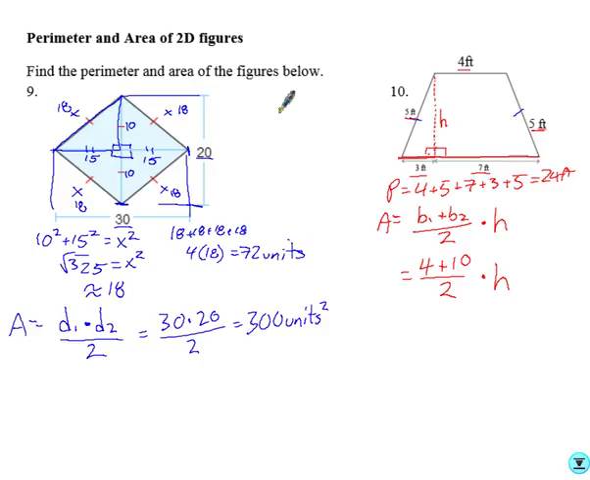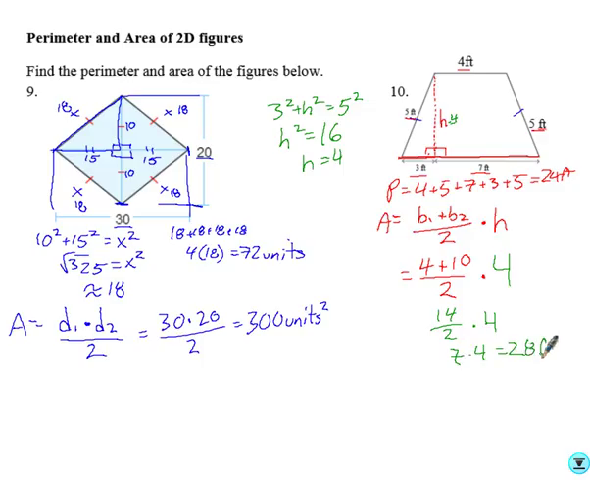So off to the side, I'll say 3 squared plus h squared equals 5 squared. So when I subtract that, I get h squared equals 16, 25 minus 9. And so h is equal to 4. So the height of this thing is 4. And so I'll replace this h with a 4. And now again, we just simplify this out. 4 plus 10 is 14. 14 divided by 2 is 7. 7 times 4 is equal to 28.